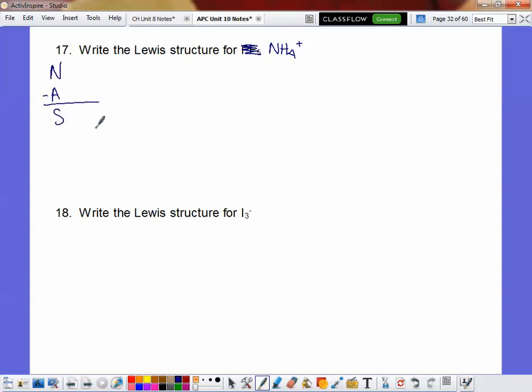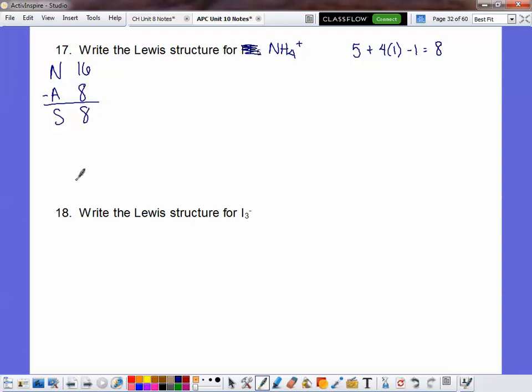So needed will go through the same way. Nitrogen needs 8. Each hydrogen needs 2. So we need a total of 16 electrons. Available. We have 5 from the nitrogen, 1 from each hydrogen, and this plus charge means that overall we've lost 1 electron. So 5 plus 4 is 9, and then we take 1 away, 8. So we have 8 available electrons.